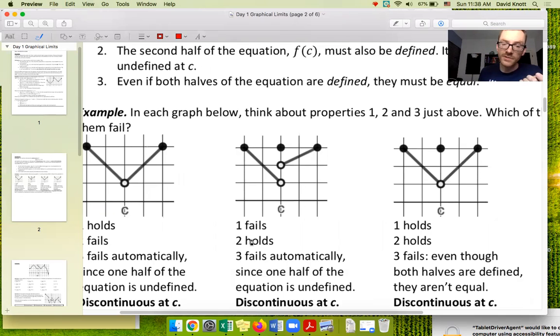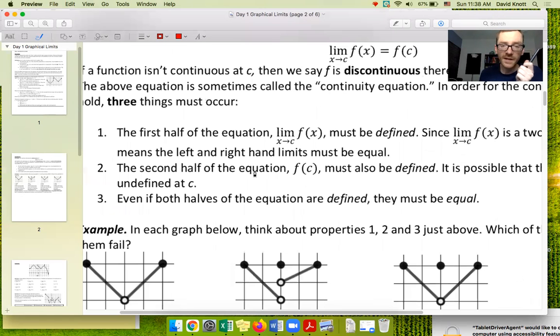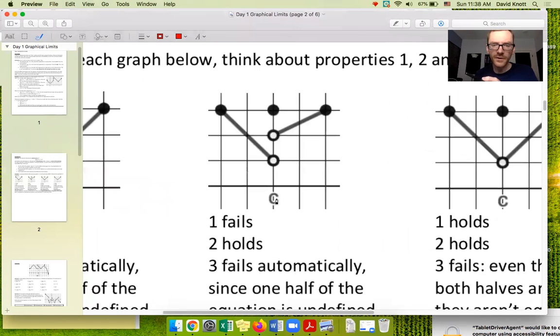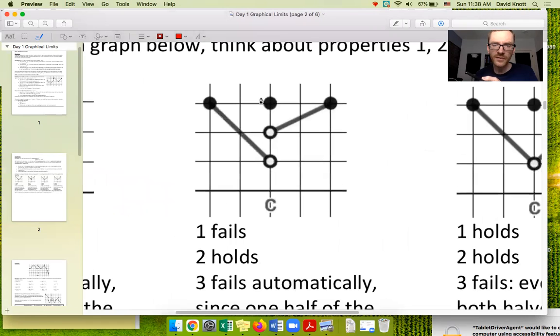But let's just look at property 2. I claim property 2 actually holds. The second half of the equation is defined. Is that true here? Is the value defined at the point? Yeah. The value of the function at C is whatever the y coordinate of this dot is here. Because we've got this full dot, the function is defined at C.